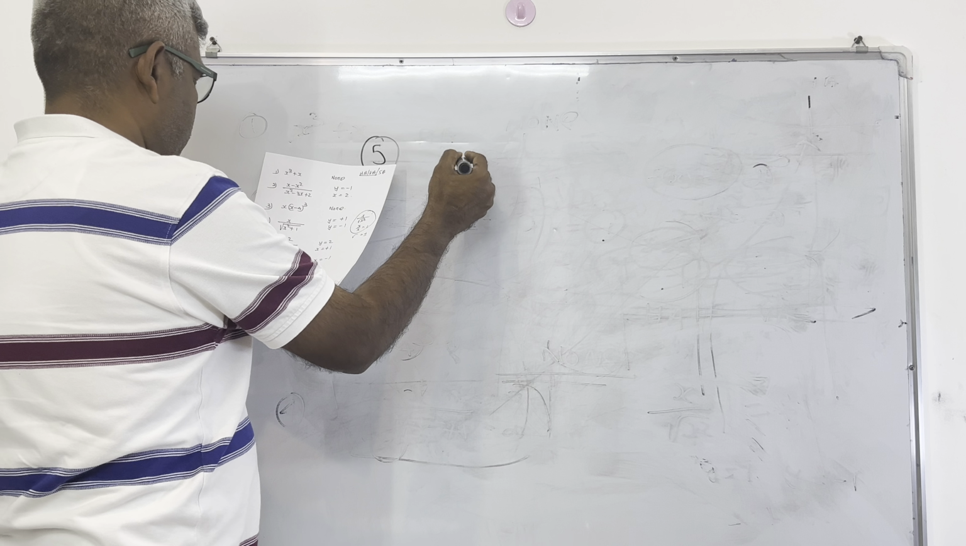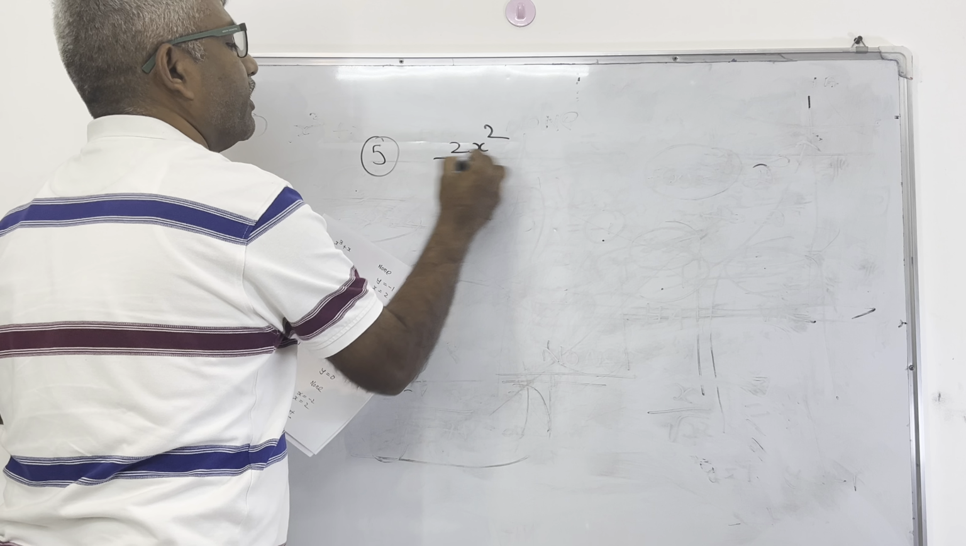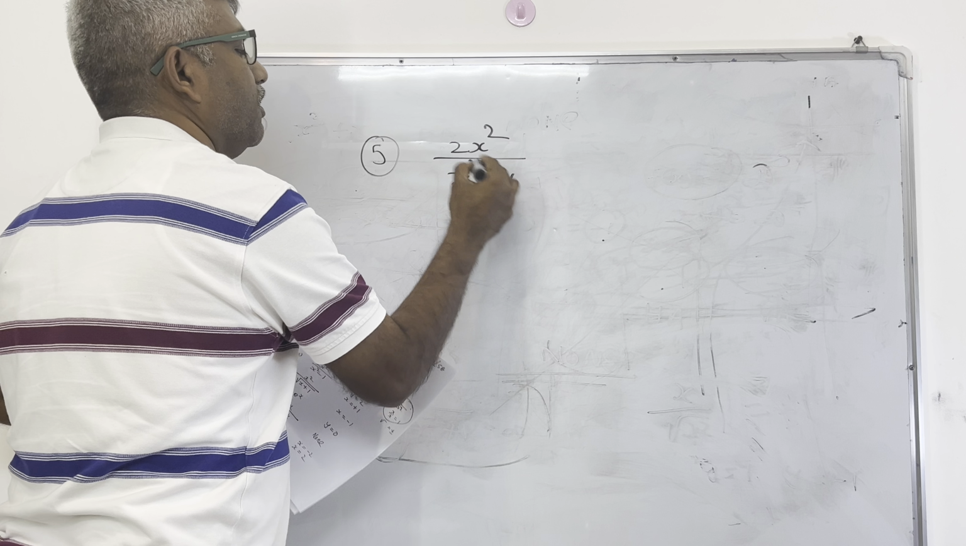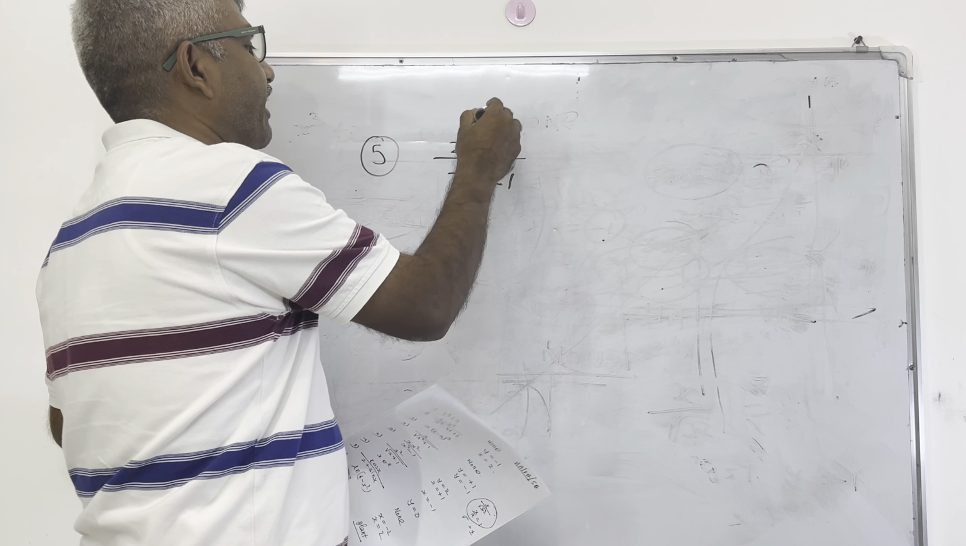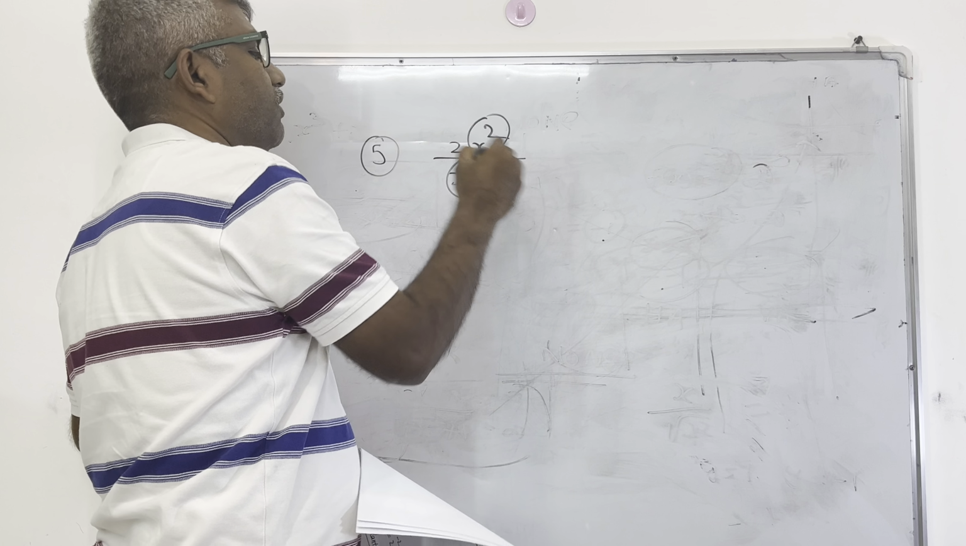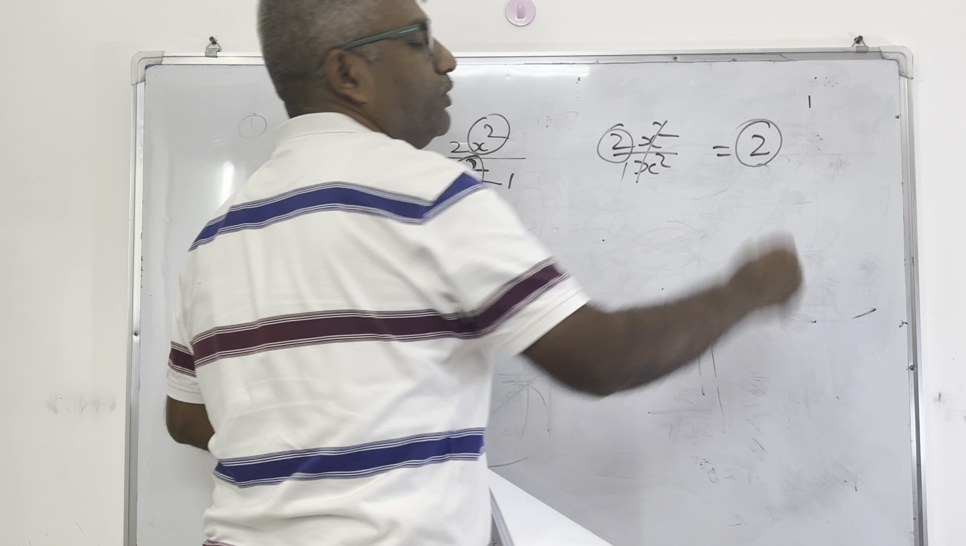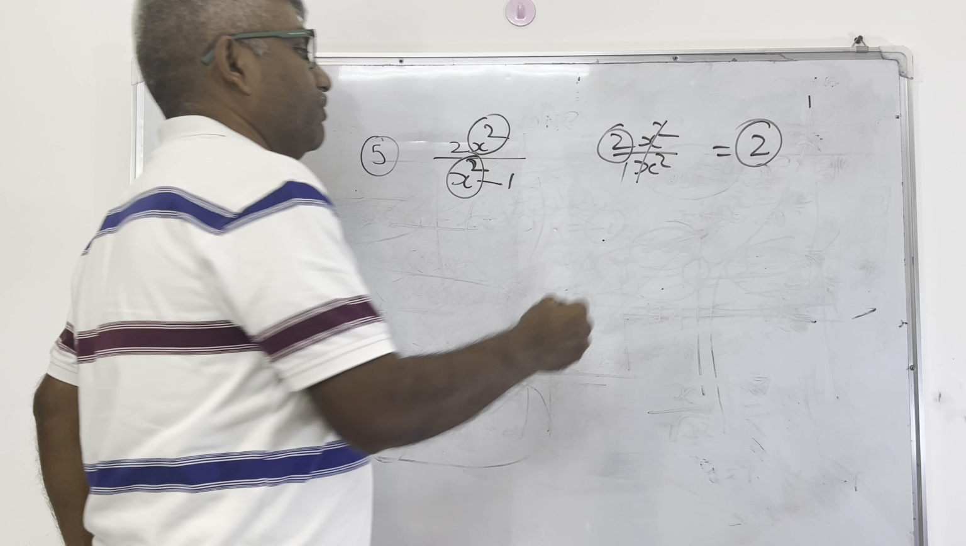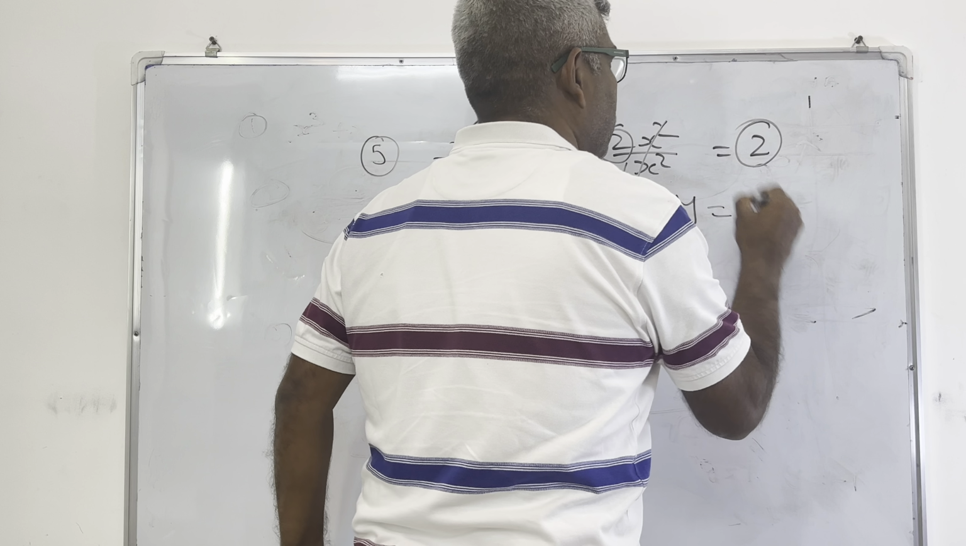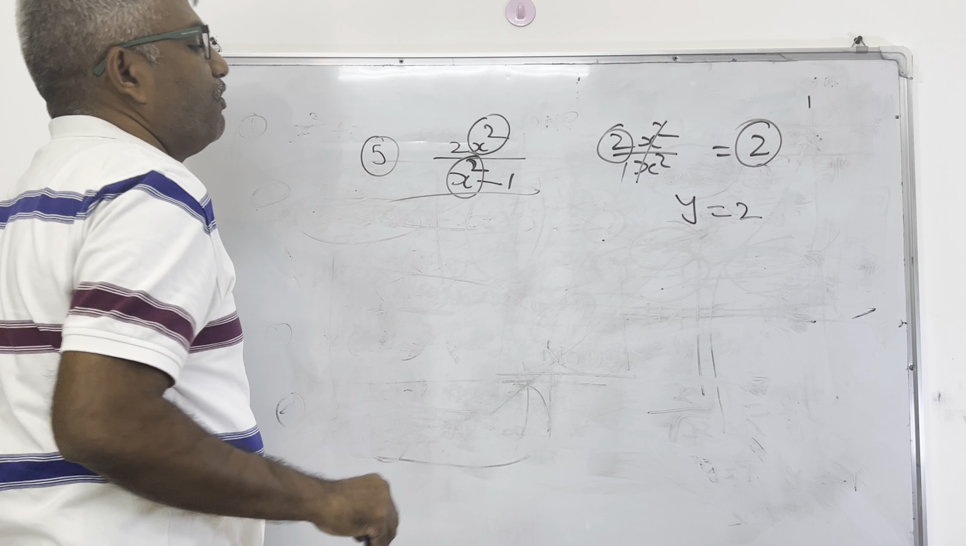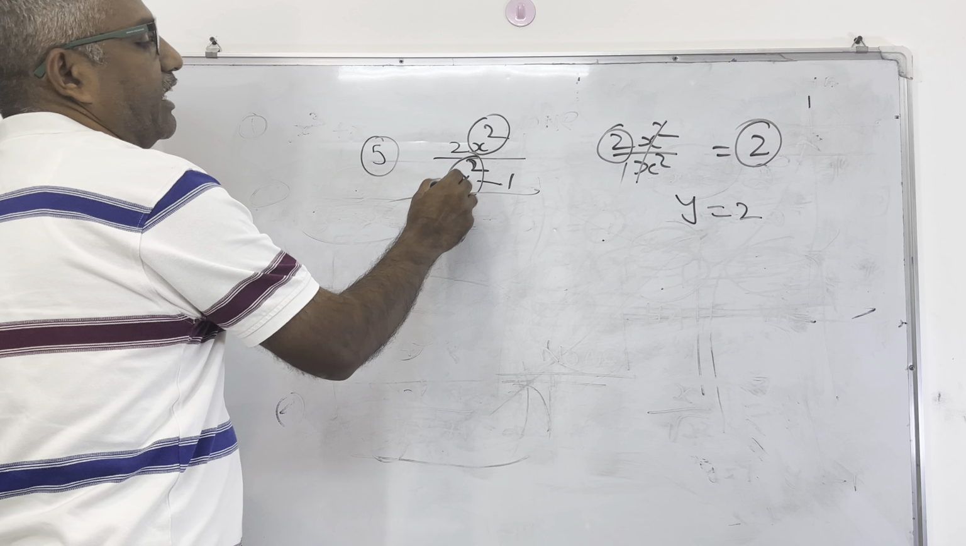Question number 5, 2x squared over x squared minus 1. What I said earlier, take out the highest power, 2x squared over x squared. The coefficient will be 2 over 1. So 2 is the horizontal asymptote, so y equal to 2. If we factorize x squared minus 1, x plus 1, x minus 1, so the vertical asymptote is x is equal to plus or minus 1. Note it down.